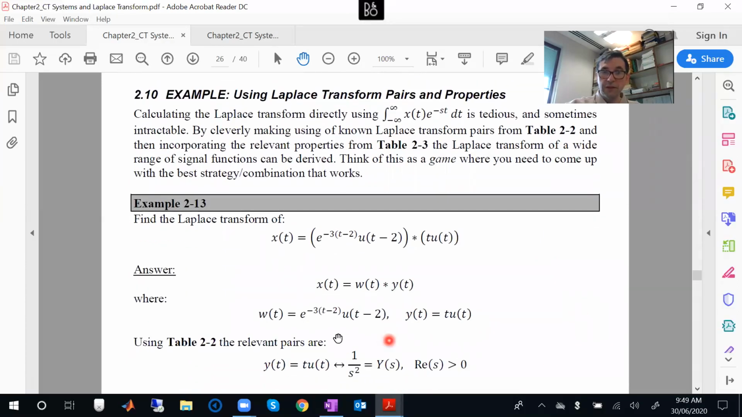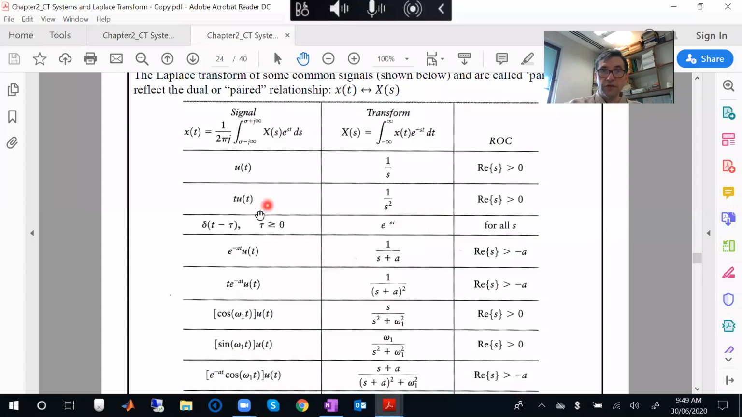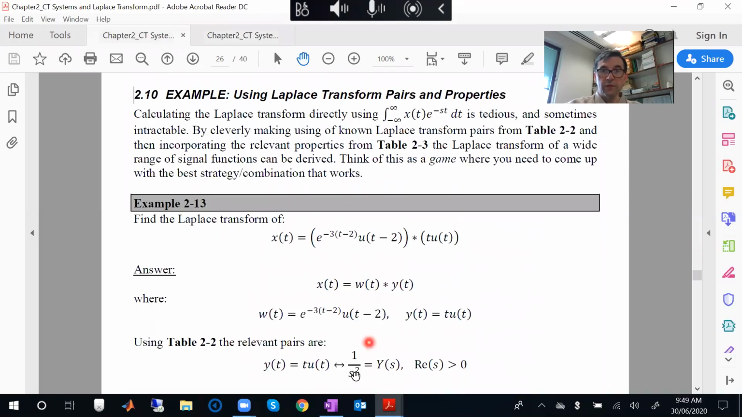Y is the easiest one because we know there is an existing pair that allows us to work out what the Laplace transform of this is. And the pair is, of course, this one here, which allows us to work out this. So it's 1 over s squared. And that's what we have. You can also throw in the region of convergence. Sometimes we don't ask for that. It's always good practice to remember to do that, but if you're not asked for it, don't worry, but if you are asked for it, remember to include that.